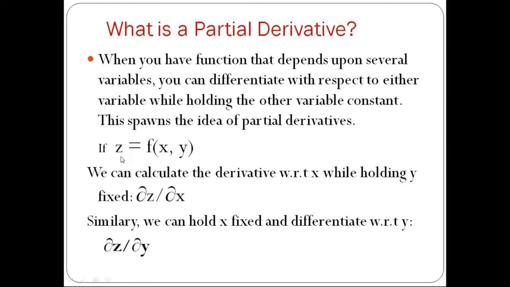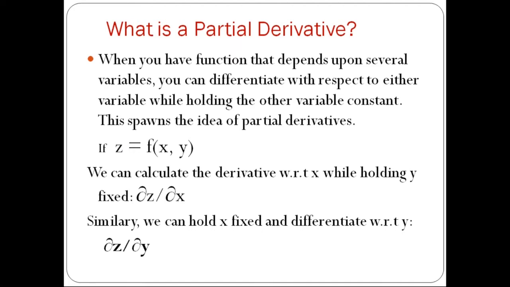If I differentiate z with respect to x, it will be denoted by curl z by curl x. In ODE, it is denoted by d by dx; here it is denoted by curl z by curl x. Now I can differentiate with respect to y as well, keeping x constant. Then it will be curl z by curl y. Here we are differentiating z with respect to y, keeping x constant. I repeat, if z is any function of x and y, then we can differentiate it with respect to x as well as with respect to y, keeping the other variable constant.